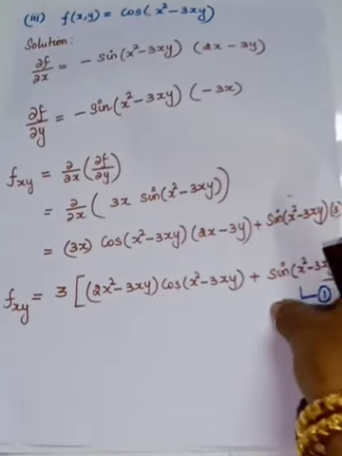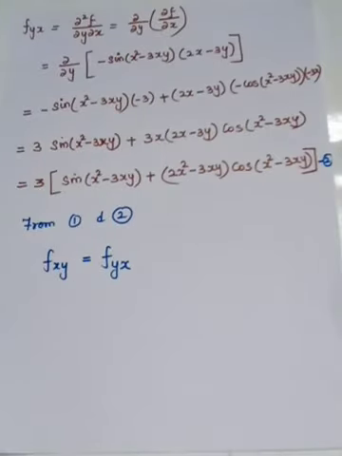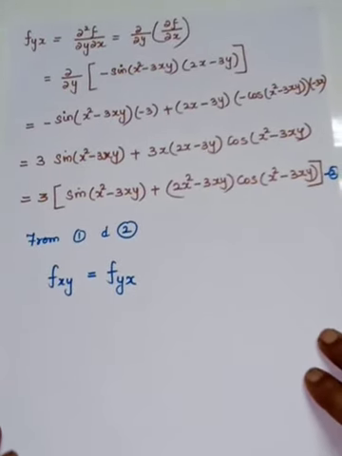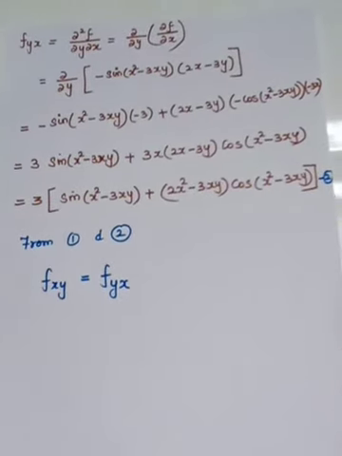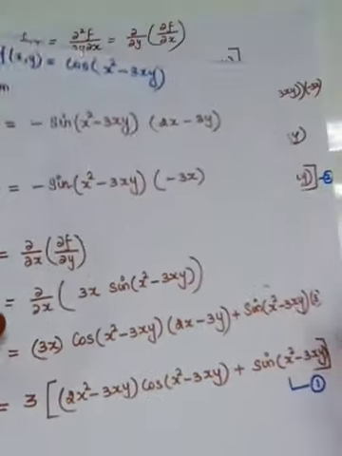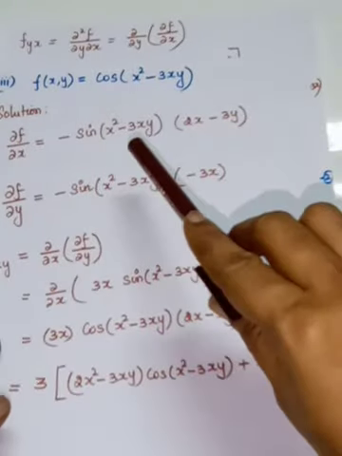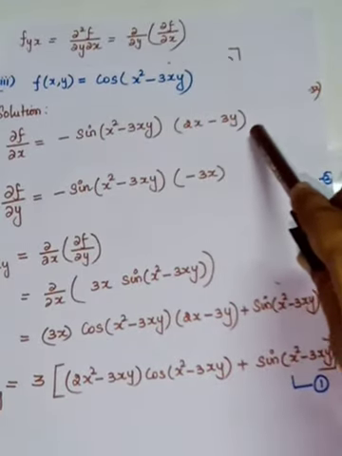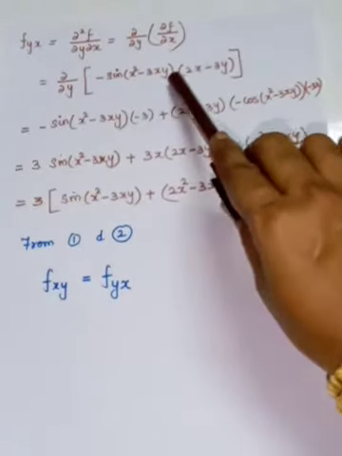So next I have to go for fyx. fyx is what? Dou squared f by dou y dou x. That can be written as dou by dou y of dou f by dou x. So dou by dou y of, what is dou f by dou x? We have found it already. What is it? Minus sine of x squared minus 3xy into 2x minus 3y. That is written here. Okay.